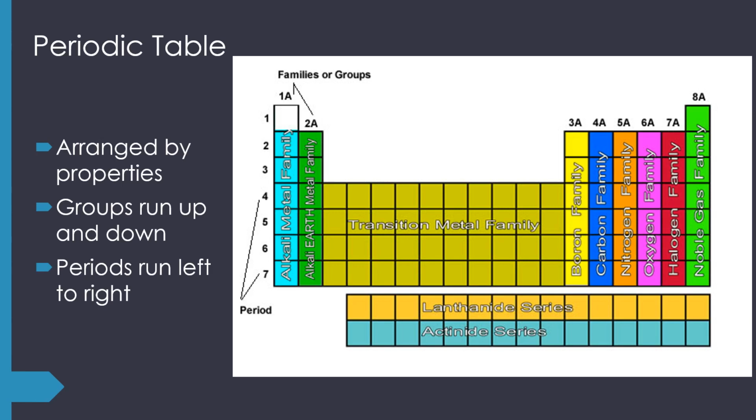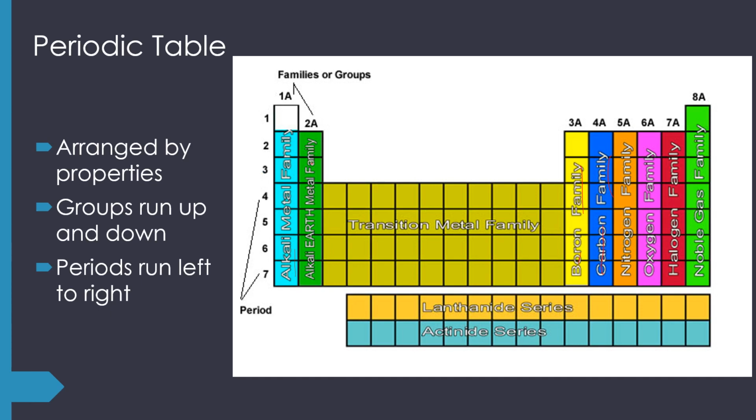Periodic table, some things about the periodic table. It's arranged by properties. So the alkali metals family are sort of that first column. The second column are called alkali earth metals. They have similar properties, so they put them all together. Groups are running up and down, so that we call these groups. You know, the boron family or boron group, and the carbon family, carbon group. These are groups going up and down.